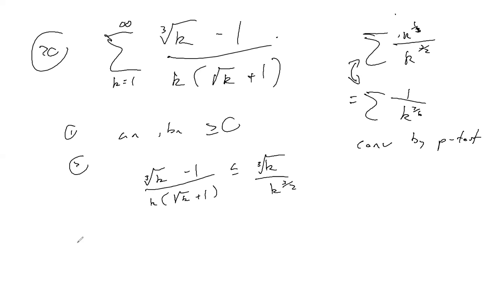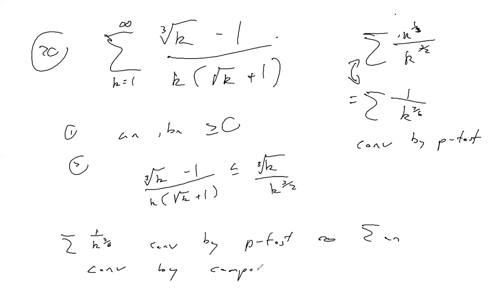It's my convergent test, right? So I would say 1 over k to the 7 over 6 convergent by p-test. So I'll call it an convergent by comparison test. All right, I'll stop there.